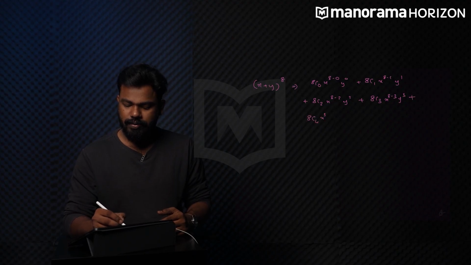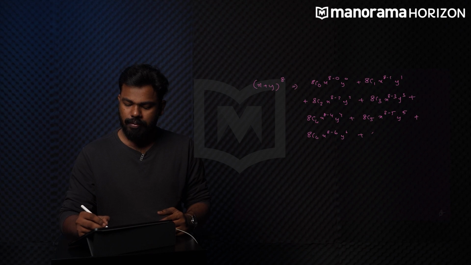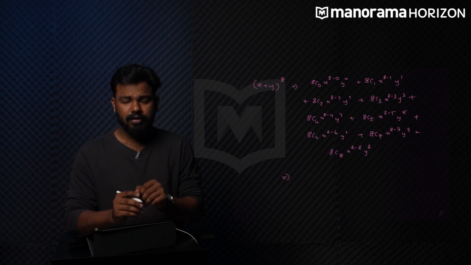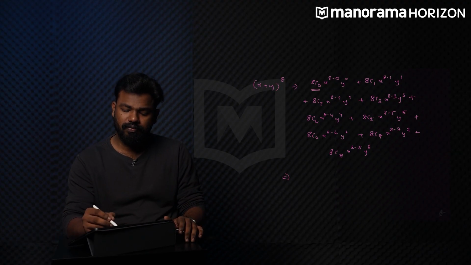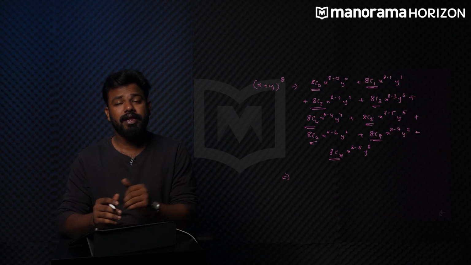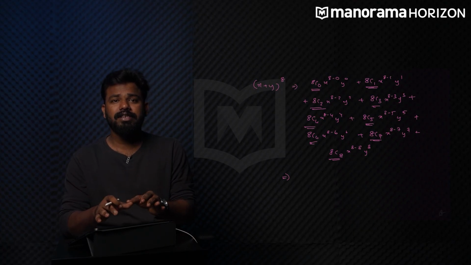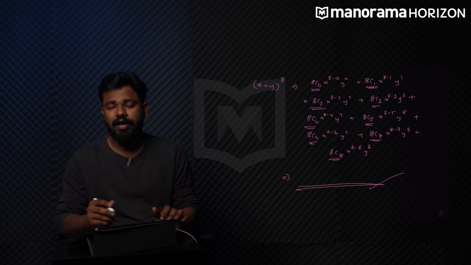8c4 x raised to 8 minus 4 y raised to 4 plus 8c5 x raised to 8 minus 5 y raised to 5 plus 8c6 x raised to 8 minus 6 y raised to 6 plus 8c7 x raised to 8 minus 7 y raised to 7 plus the last term is 8c8 x raised to 8 minus 8 y raised to 8. So using all this, find the value of 8c0, 8c1, 8c2, 8c3, putting all these coefficients, and finally you will be getting the expansion. Writing the expansion will take a good amount of time to calculate all this. So do calculate all these things and you get the exact expansion for x plus y the whole raised to 8.